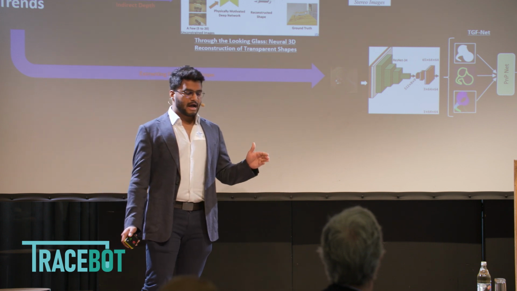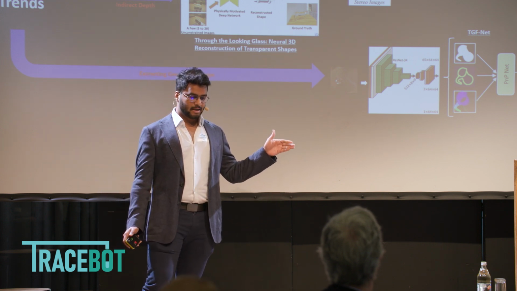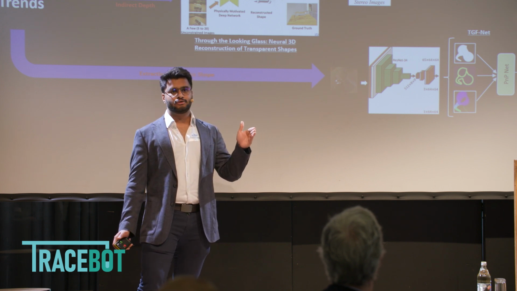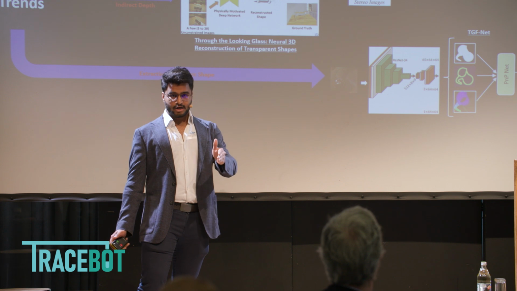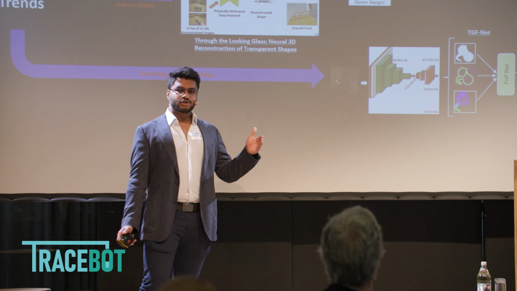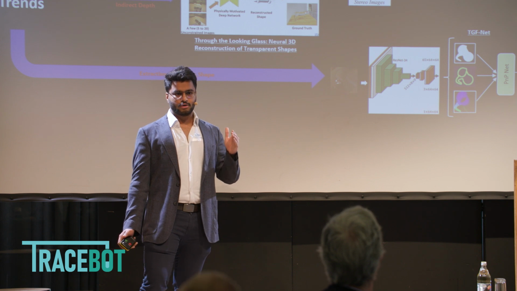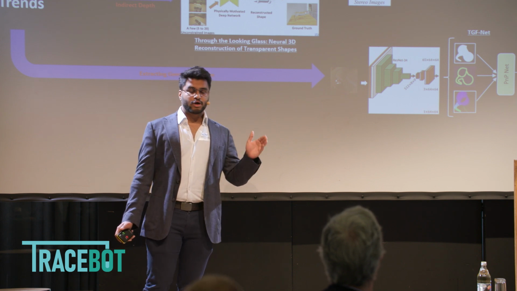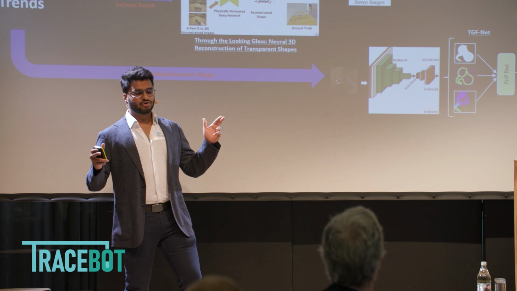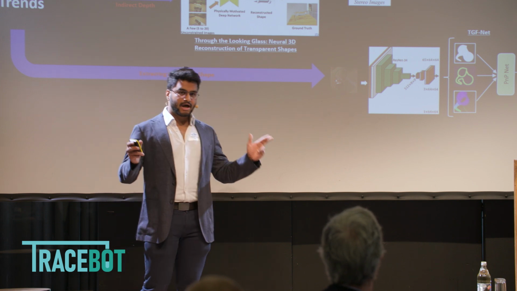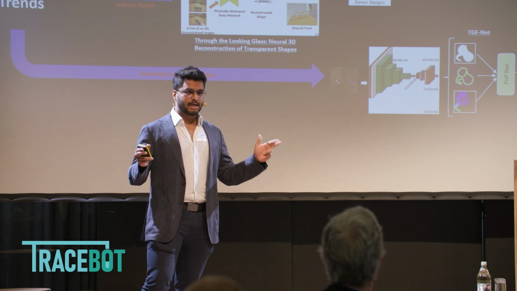KeyPose, I put in the category of indirect depth, and that's mostly because it does not actually do depth estimation directly of the transparent object, but it works with the stereo images, so it has indirect depth information through the disparity map. And what KeyPose does is that it doesn't do a full 6D pose of the transparent object, but it tries to detect the key points.